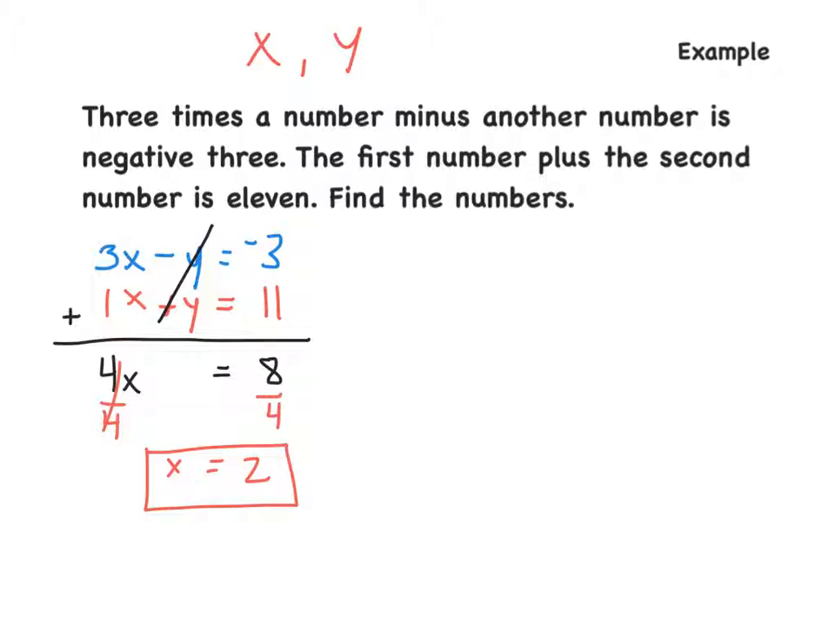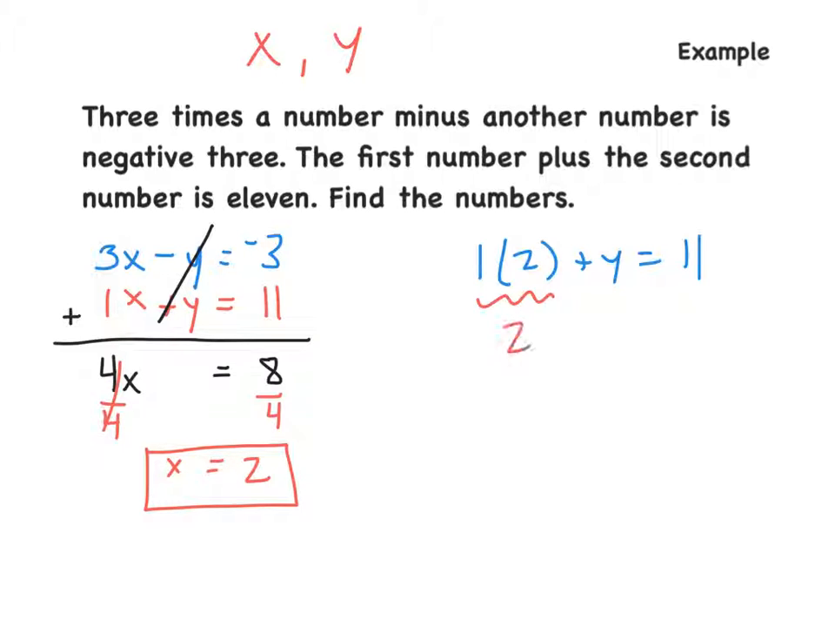Great. Step 4. All you have to do, plug this number into x, in one of these two. I'm just going to pick this one because I really don't like working with negative numbers or subtraction. I'd rather work with addition. So I'll come up here. If we have 1 times 2 plus y is equal to 11.